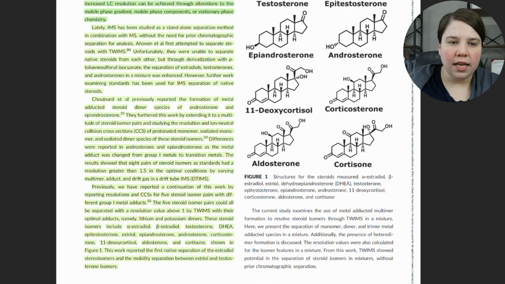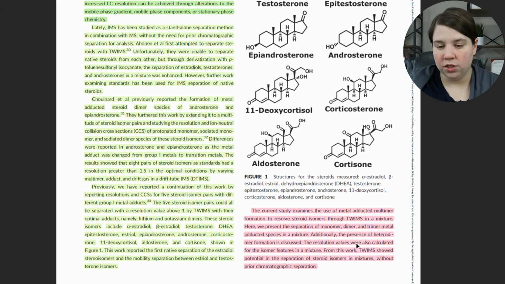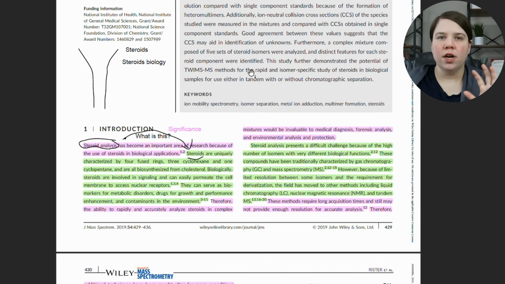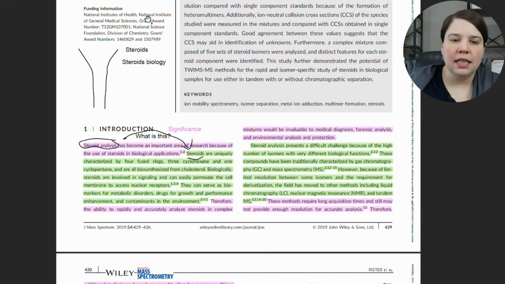And then finally, we have a summary section. This current study examines this and what we did, and we talk about the potential limitations of this and the impact of this. So TWIM showed potential in the separation of steroid isomers and mixtures without prior chromatographic separation. Since I think introductions can be a little tricky for people to get, let's outline this up here and let's see how this funnel is really working.